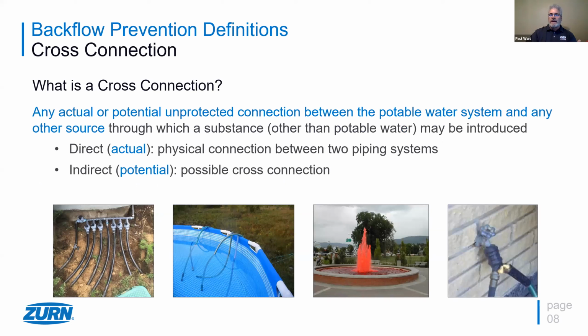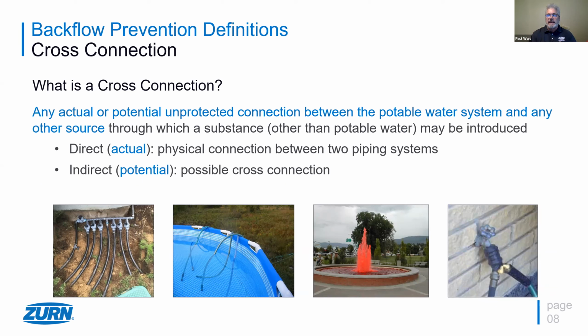So when we started talking about backflow prevention and stuff, some of the definitions that we need to know is what is a cross connection? A cross connection is any connection, basically. It's any potential connection or any actual connection. And it's unprotected, and it could be protected as well. Sometimes protected connections are not protected well enough. And any substance can get through these connections to get into our water supply.